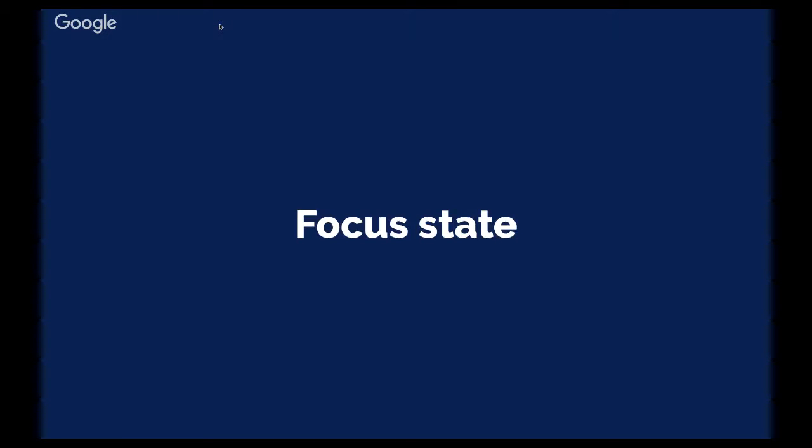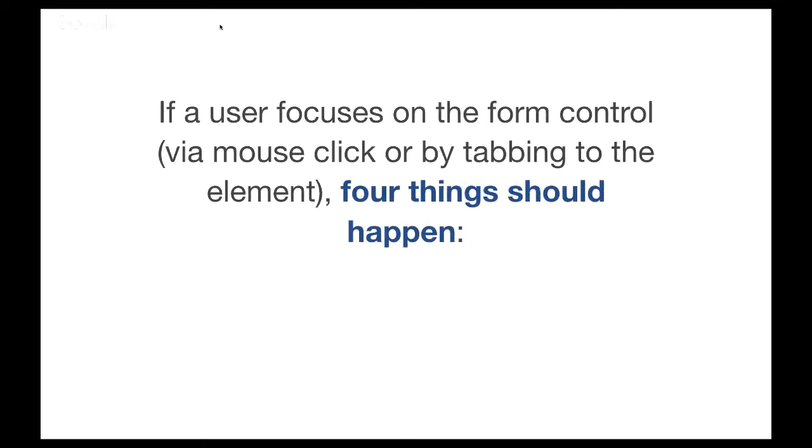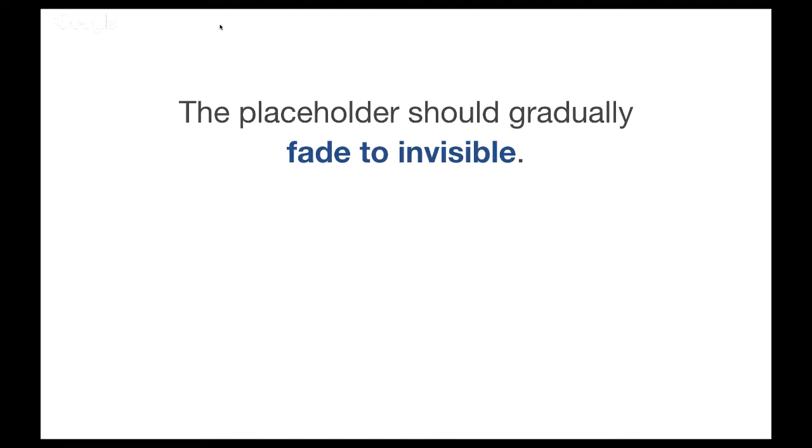And then we get to the focus state. Now this is obviously much more important for keyboard users. So we're going to bring in some similar things to the hover, because they might not ever have the hover state. We want to make it discoverable for them as well. If the user focuses on the form control via mouse click or tabbing, there are 4 things that are going to happen. The first thing is that the placeholder has to gradually fade out. The next thing is that the label has to appear and animate sliding up above the form control to imply that it's moving out.